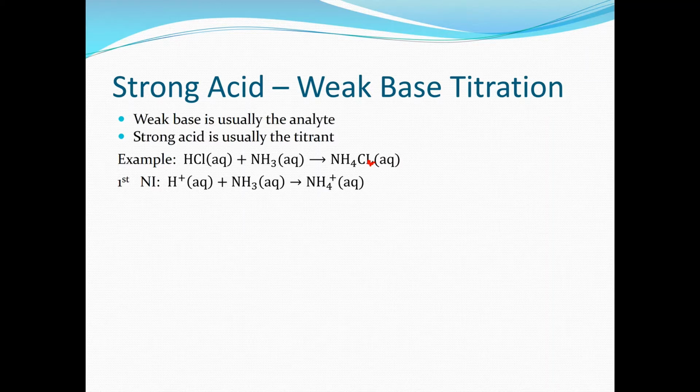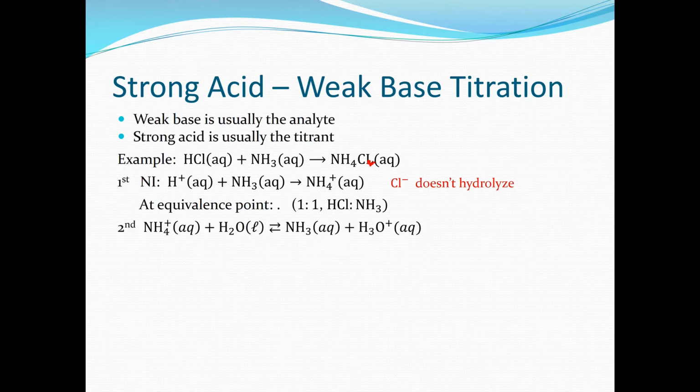So again, it doesn't matter what the strong acid is. It could be hydrochloric acid, hydrobromic acid, pick your favorite strong acid. We're really going to have hydronium ion reacting with ammonia to create ammonium. And so whatever our other ion is not going to undergo hydrolysis, and so we won't have to worry about the hydrolysis of that conjugate of our strong acid. At the equivalence point, we would have exactly the same number of moles of hydrochloric acid and ammonia. That would be the definition of the equivalence point.